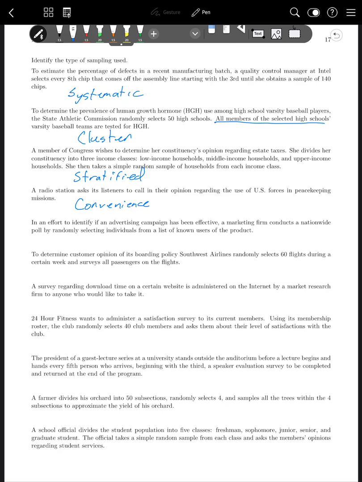In an effort to identify if an advertising campaign has been effective, a marketing firm conducts a nationwide poll by randomly selecting individuals from a list of known users of the product. So this is the type of sampling we talked about in the last section, which is simple random. Because they have a list of people and they're randomly selecting off that list.